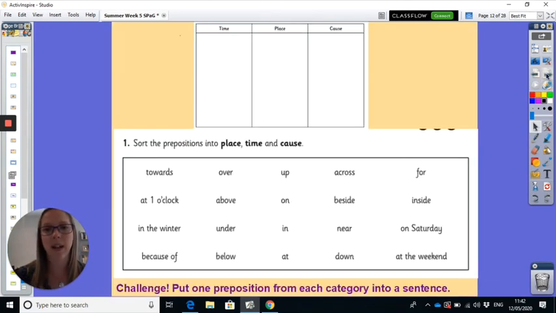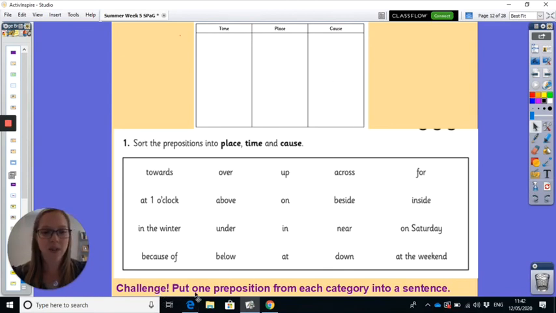Okay, so your job today is to, in your books, draw yourself a table like this, three columns, use a ruler: time, place, and cause. And here is a list of prepositions. You have to sort these prepositions into the correct columns. Are they prepositions which tell us time or place or cause? And if you're not sure, try and say that preposition in a sentence, okay?